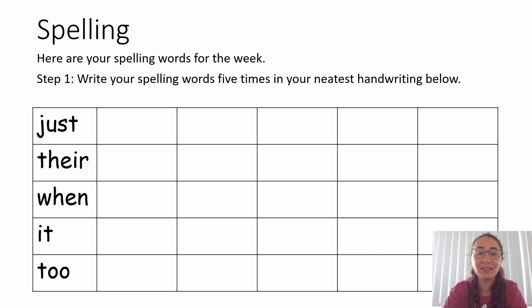For spelling, here are your spelling words. We have just, there, not. So this there is when someone owns something. Like that is their puppy, not mine. Or that is their lead pencil. Here is the word when. We have it and to. So this to, I'm not sure if we did this already, but it's the to like, I like apples too. I have a feeling we've done that, but that's okay.